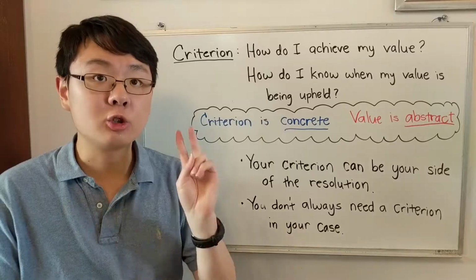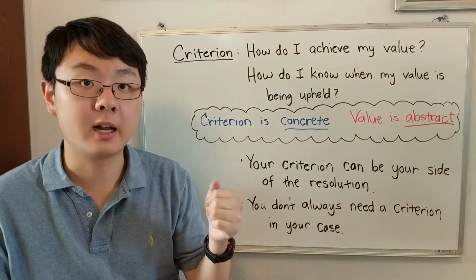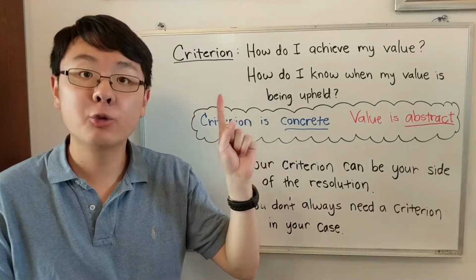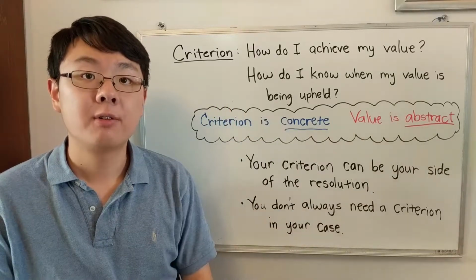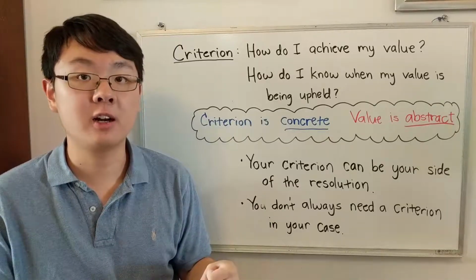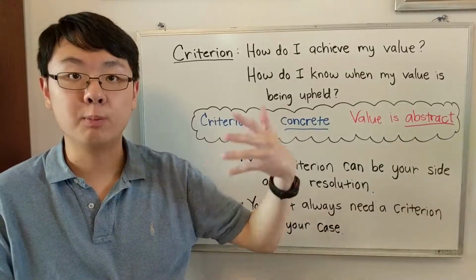All right, now let's look at the two ways you can use the criterion, the two methods of using a criterion. And one we've talked about: as a way to achieve the value. The criterion is a way to achieve the value. For example, if your value is safety, your criterion could be a good police force. We get safety by having a good police force.